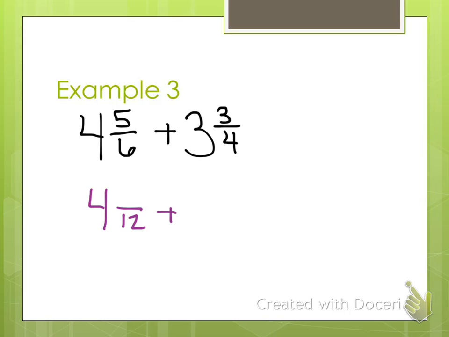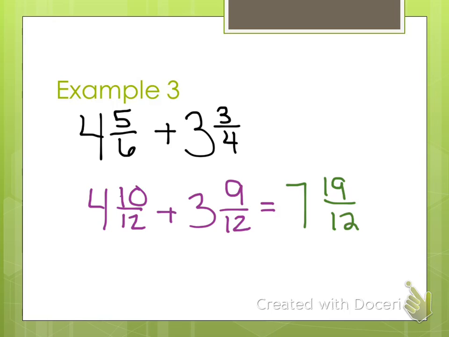Now I need to figure out what my numerators are going to be. So 6 times what equals 12? 2. So 5 times 2 is? 10. 4 times what equals 12? So 3 times 3 is? 9. All right, now I add them up, and I get 7 19/12. Final answer? No. Why?